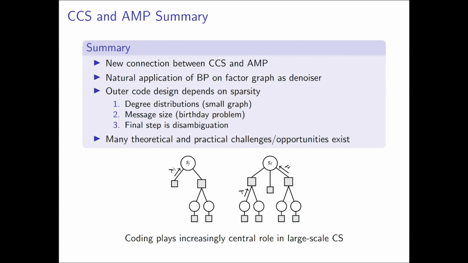There are several open questions about the CCS AMP architecture. First, what are optimal, or at least good outer codes for integrating coded compressed sensing and approximate message passing? We found one code that seems to work well, but I certainly don't have much of an understanding of how close it is to optimal performance.